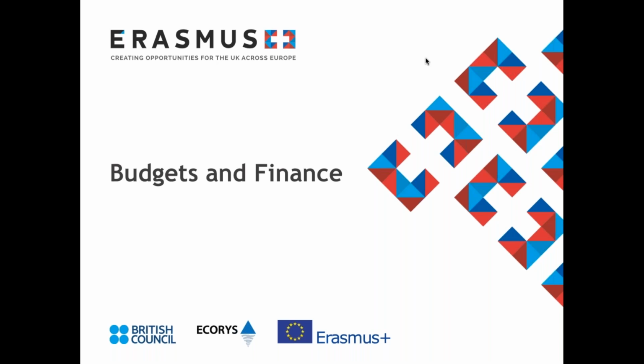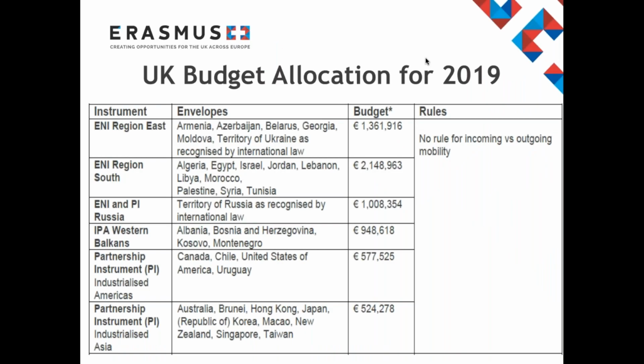The partner countries have been separated into budget envelopes which represent regions of the world, and these envelopes come under different instruments. There is no restriction on how many envelopes or countries you can apply for. The table on the following slide shows you the 2019 proposed budget for Key Action 107. In terms of European budget, the different regions of the world are prioritised, which means that some regions benefit from bigger budget envelopes and can therefore benefit from more mobilities. These envelopes do not have any rules in terms of incoming versus outgoing mobility.